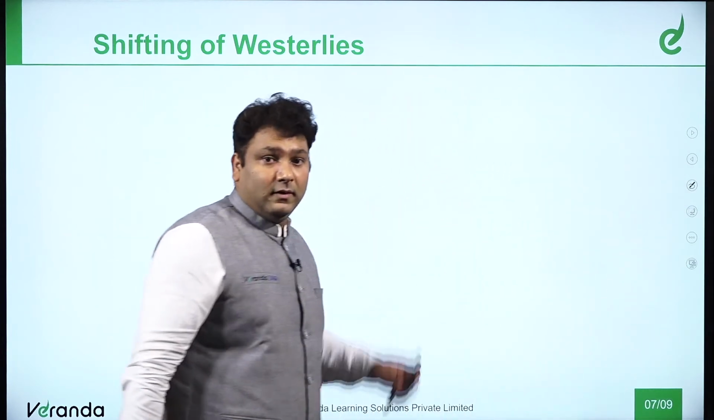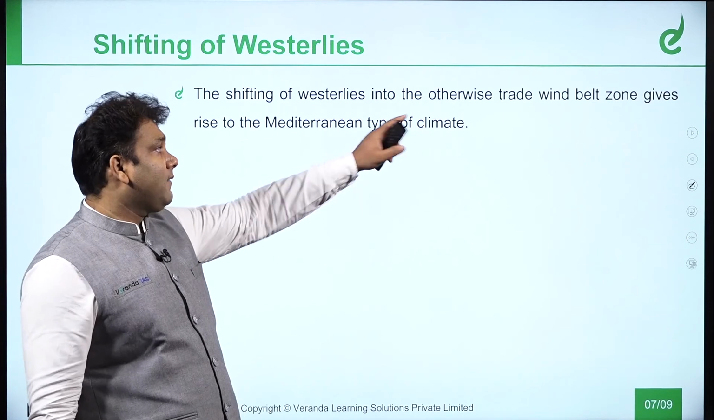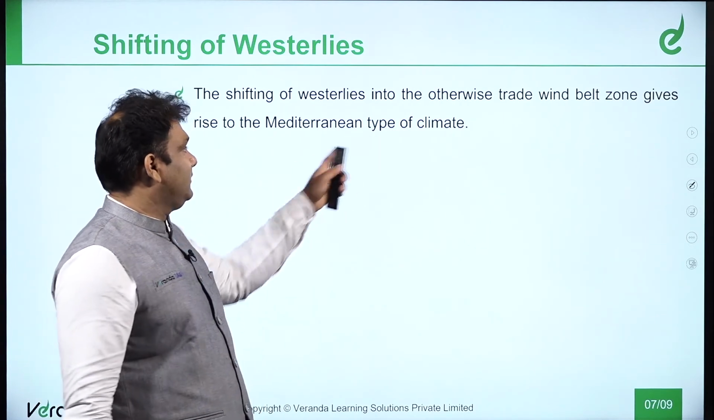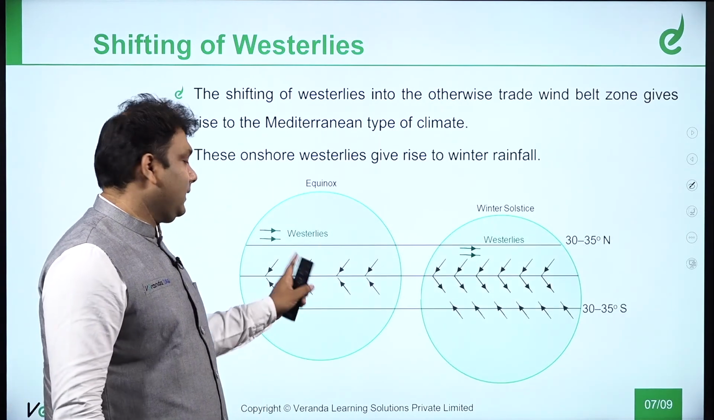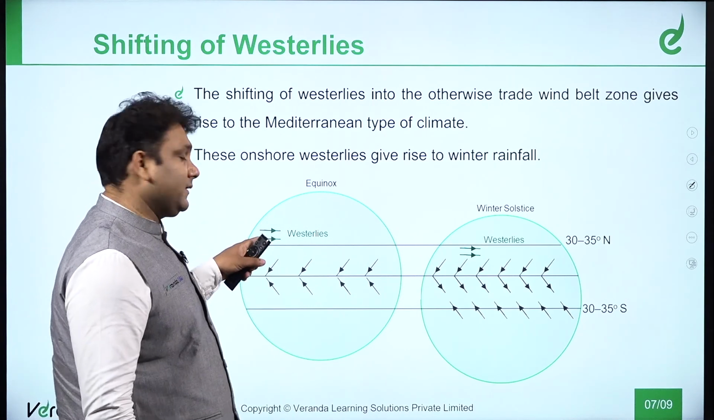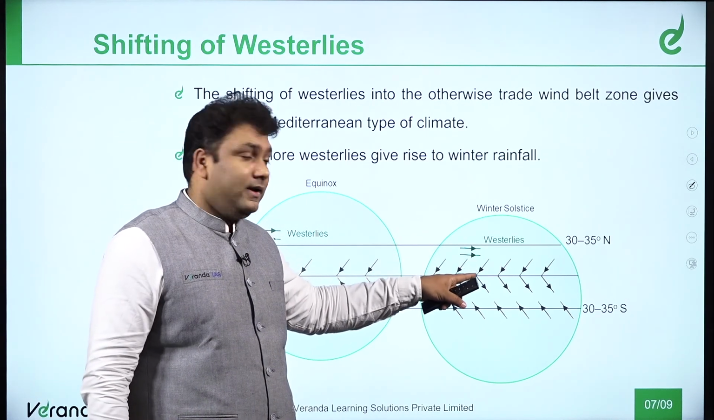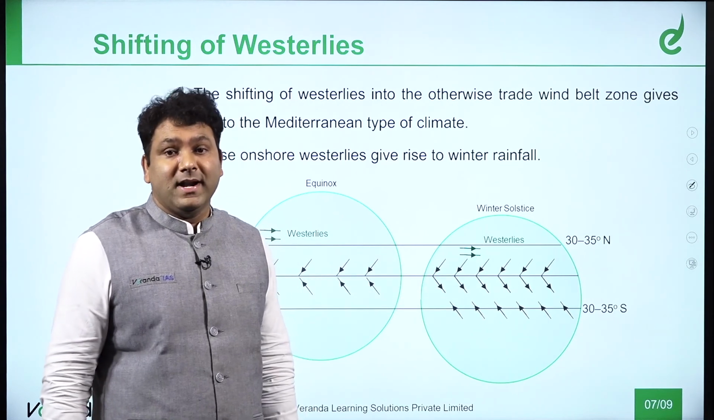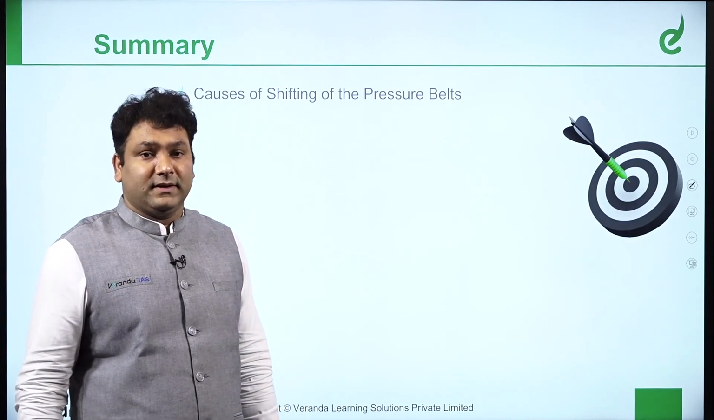I hope you have understood that. So the shifting of the westerlies in the otherwise trade wind belt gives rise to the Mediterranean type of climate. You can see it here clearly. So these are the westerlies, this is a trade wind belt. Now, the westerlies will be moving into the trade wind belt zone. So this is the shifting of the westerlies.